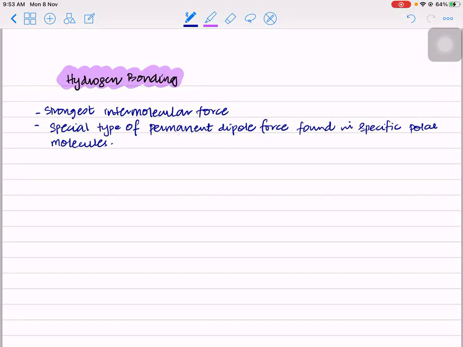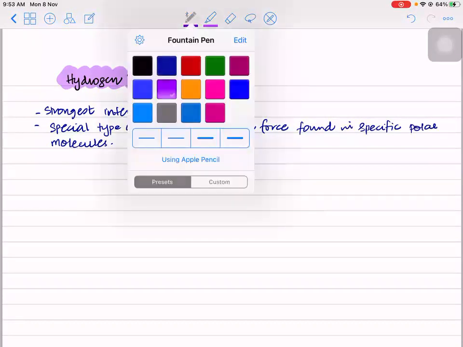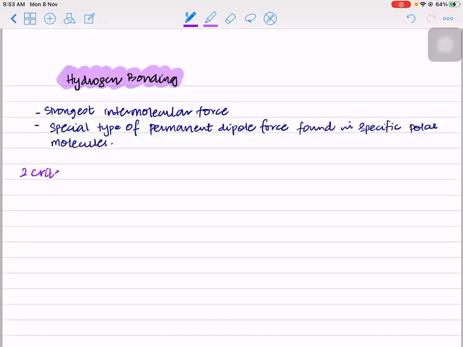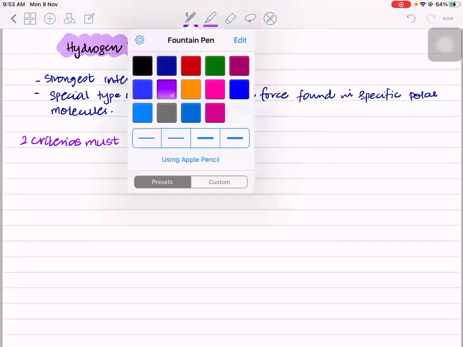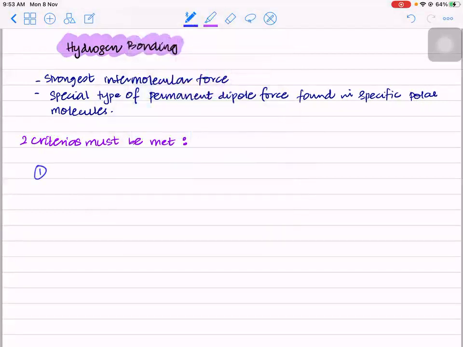Now, for this, a criteria must be met. So you must meet two criteria for this type of intermolecular force. The first criteria is that your H must be bonded to an O, or the H must be bonded to an N, or H must be bonded to an F. So this is your first criteria, that H must be bonded to an O, it must be bonded to an N, or it must be bonded to an F.